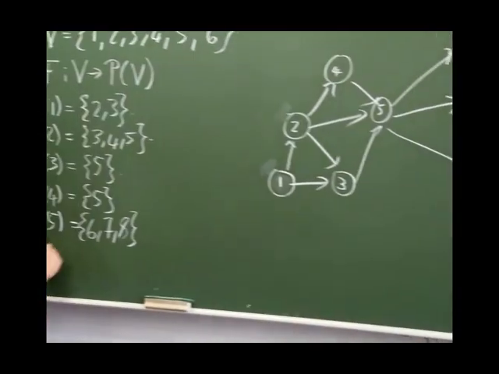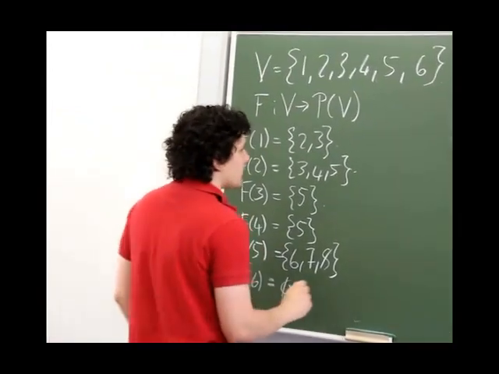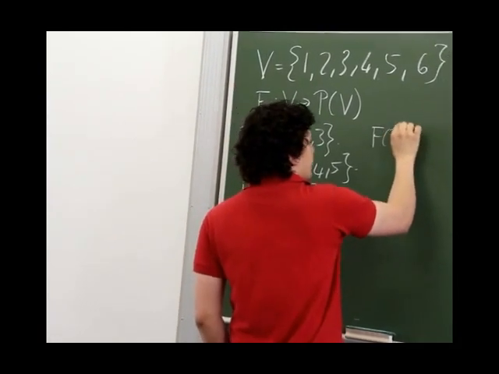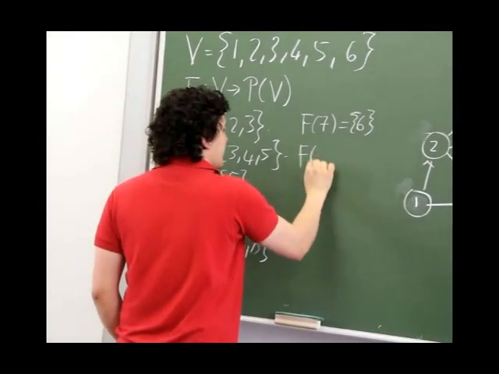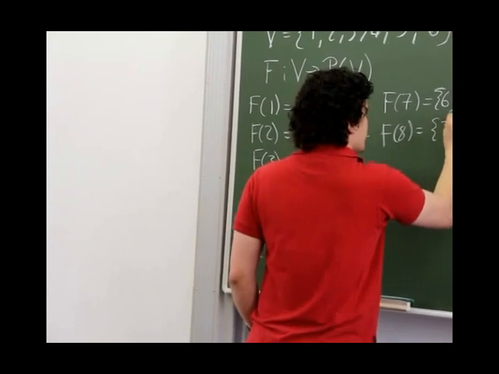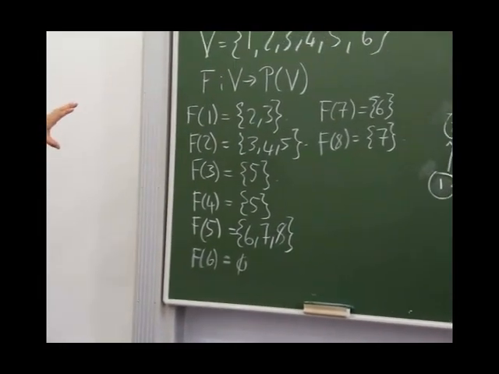F of 6 is empty. F of 7 is 6. And F of 8 is 7. Okay, so I've completely described the game on the board.